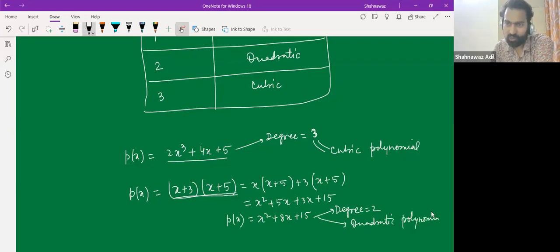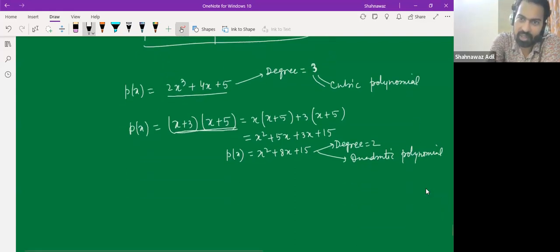right? So first we talked about the number of terms, right? We talked about monomials, binomials, trinomials, and so on. So this was based on the number of terms. And then we talked about the degree of the polynomial, right? And the degree of the polynomial is the highest power of the variable. So on the basis of the degree, we talked about linear, quadratic, and cubic polynomials.